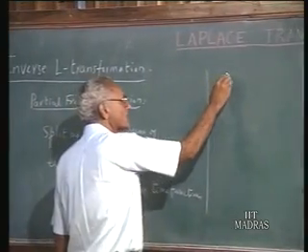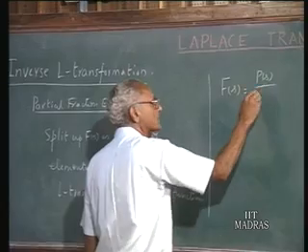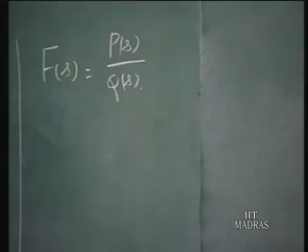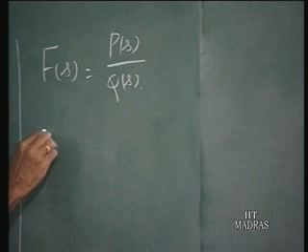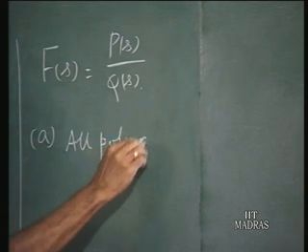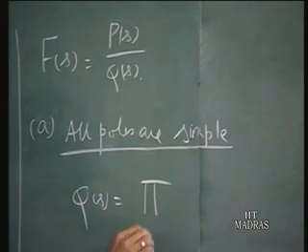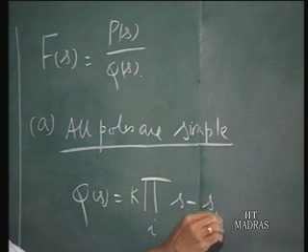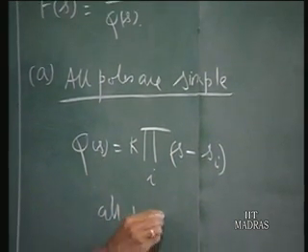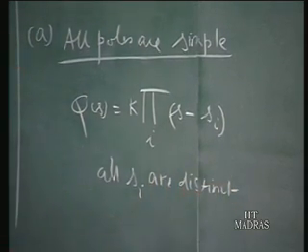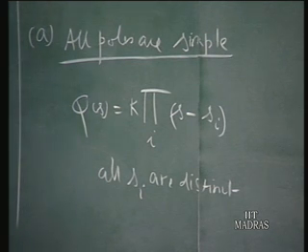Let us take F of s as a rational function, which is the ratio of two polynomials in s, P(s) over Q(s). We know the values of s which make the numerator 0 are called the zeros of this function, and the values of s which make the denominator 0 are called the poles of this rational function. So let us take the case of all poles simple. In other words, Q of s is the product of some constant k times (s minus s_i), where all s_i are distinct. That means if you take i from 1 to n, whatever the factors here, all of them have different values. No two repeat themselves. None of these poles repeats itself. That means no two s_i are the same.